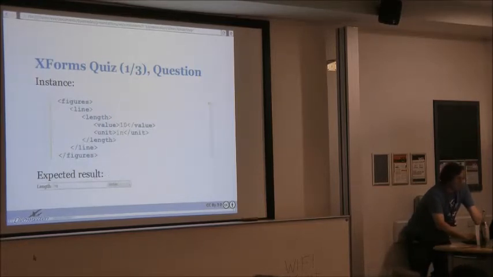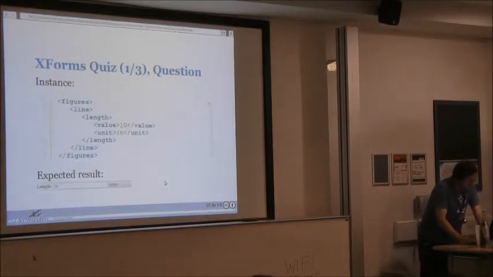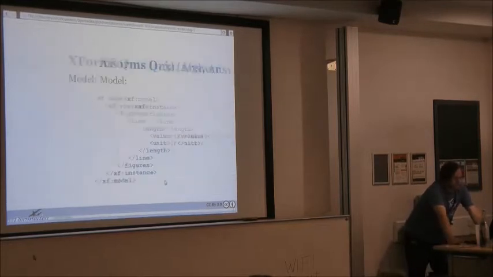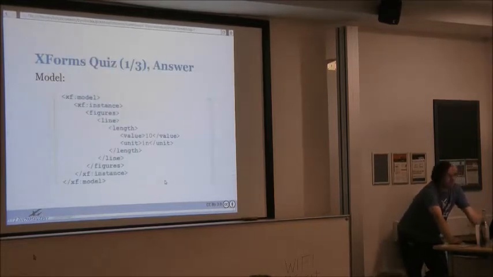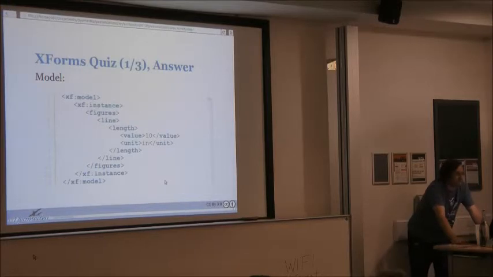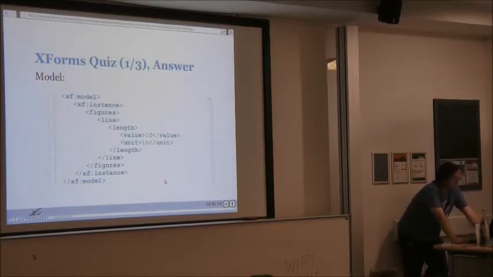And the expected result is something like that. I want here a simple input field for the value and a drop-down select for the unit. So something which is very typical. And it's quite simple to do that with XForms. You would be disappointed if it was not, of course.